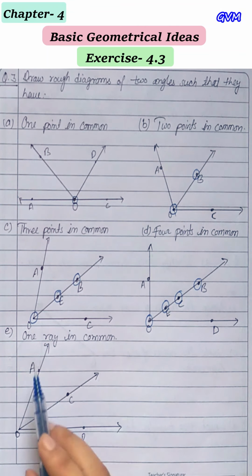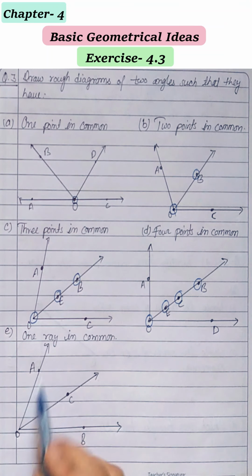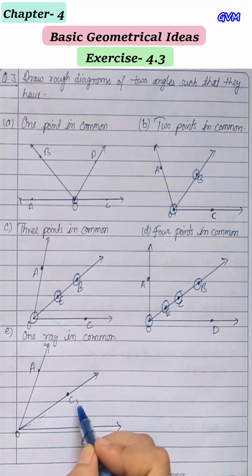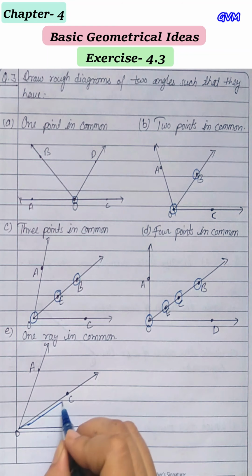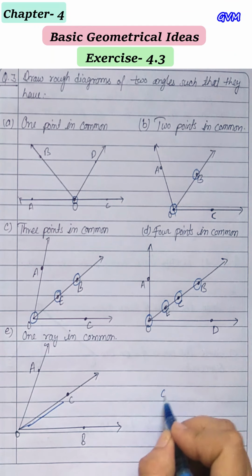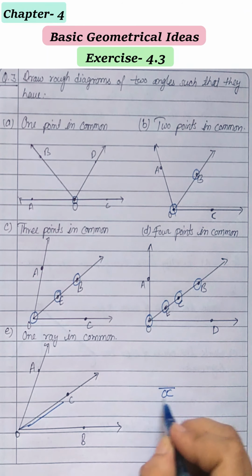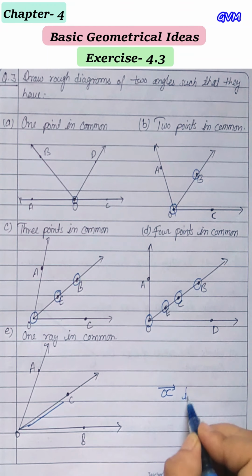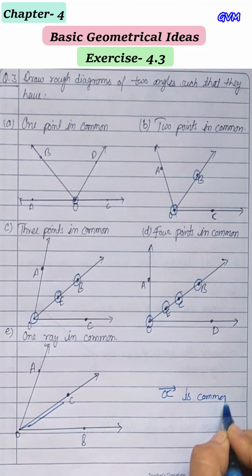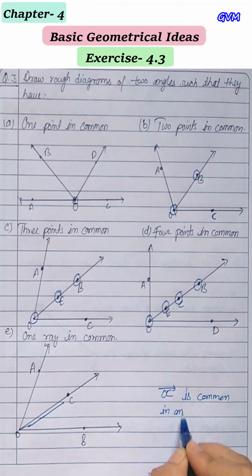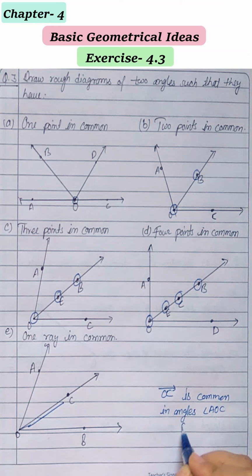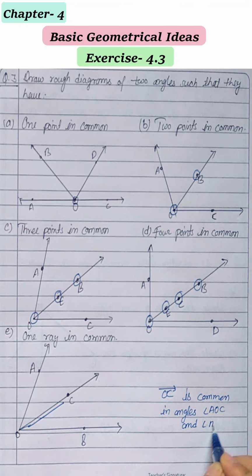Similarly, for one ray in common, we have two angles AOC and angle COB. Here we can see that this ray OC is common. So this is a common ray, and for showing that it is a ray, we can denote it by this line. So OC is common in angle AOC and angle BOC.